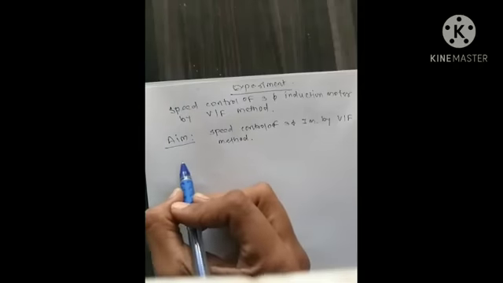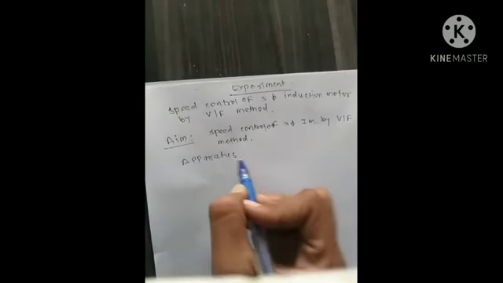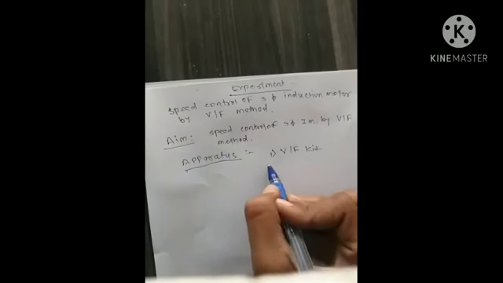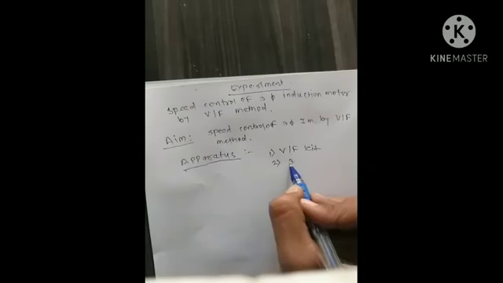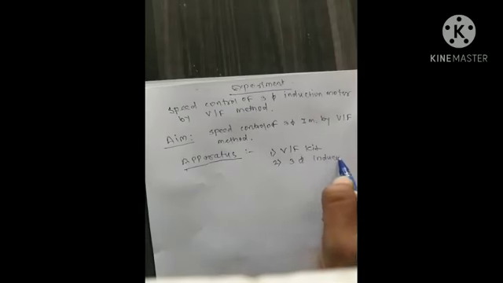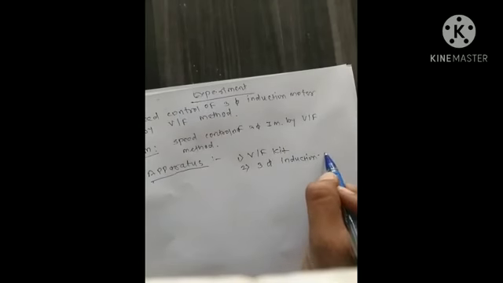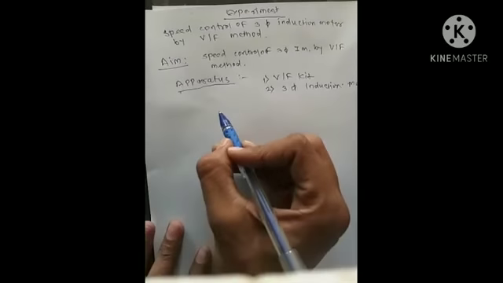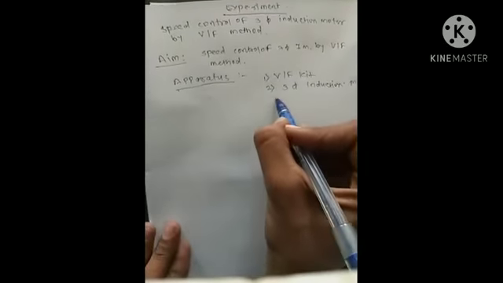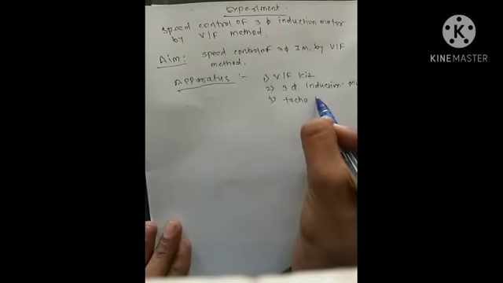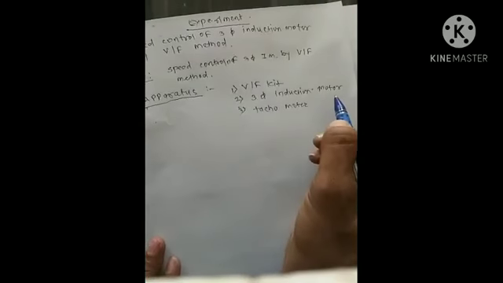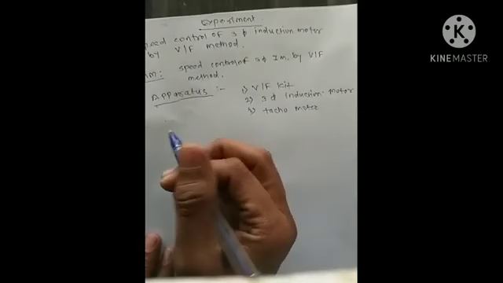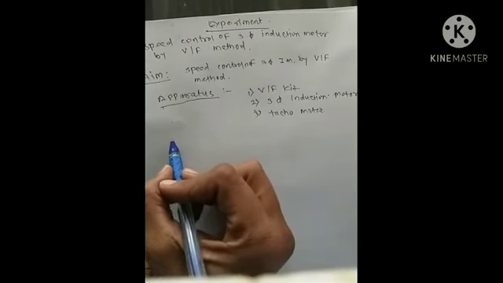For that we have the apparatus: first, V by F kit, and second, three-phase induction motor. Then after that, a tachometer to measure the speed of the induction motor. So to control the speed of a three-phase induction motor, first of all we draw the block diagram.